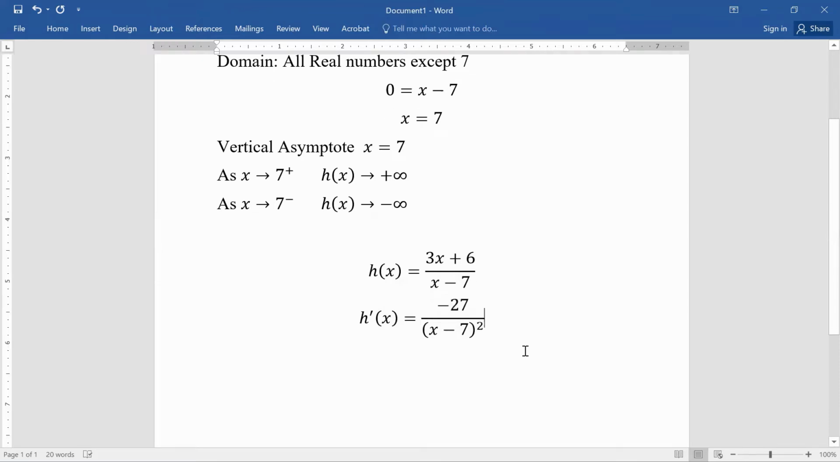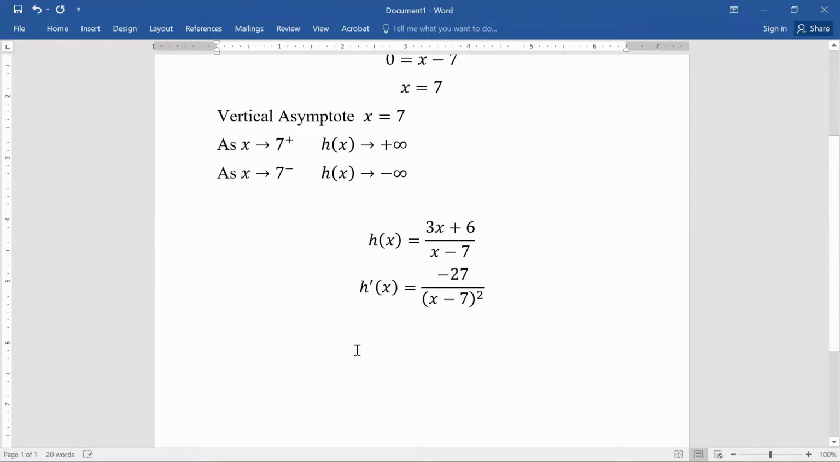So we have no critical values because the derivative, when it doesn't exist, that's already where the asymptote is. And where the derivative would be equal to 0 can't happen. So there's no equal to 0. Not existing happens at the asymptote. Therefore, there's no critical values, no critical points.